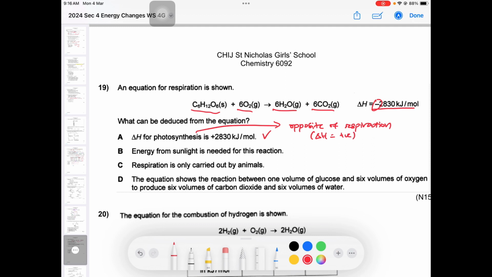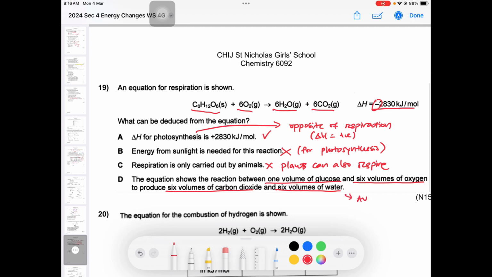Energy from sunlight is needed for this reaction. That's not true because energy from sunlight is needed for photosynthesis and not for respiration. Respiration is carried out by animals only. That's not true, plants can also respire. The last option, the equation shows a reaction between 1 volume of glucose and 6 volumes of oxygen to produce 6 volumes of carbon dioxide and 6 volumes of water.